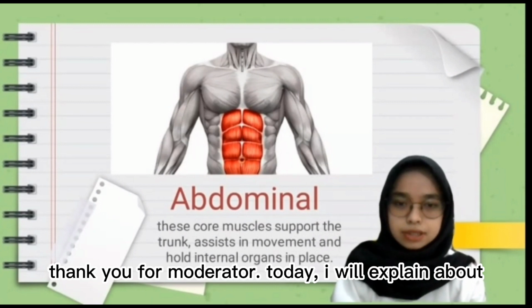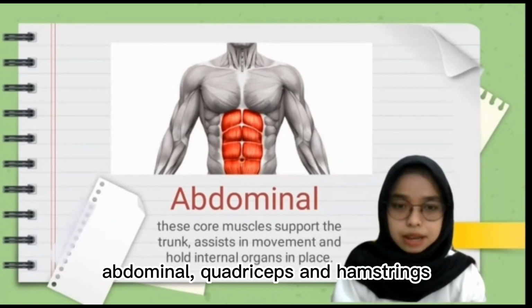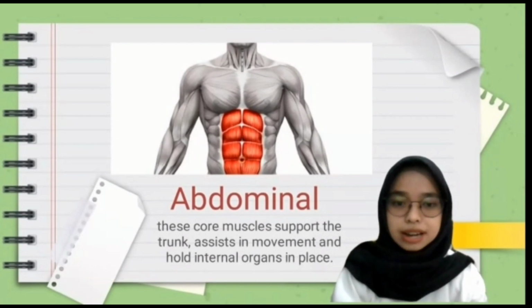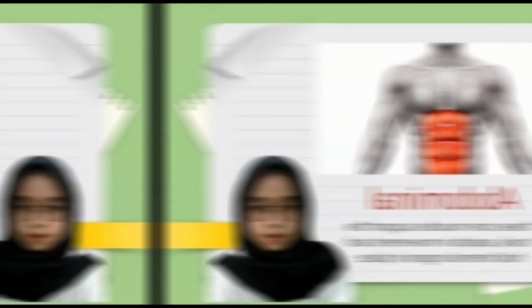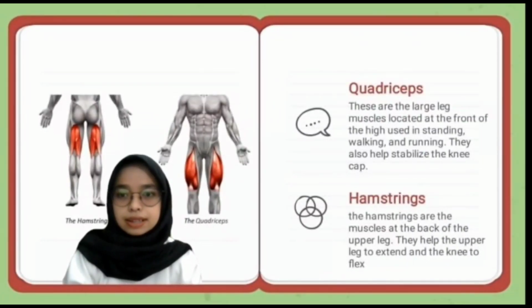Thank you to the moderator. Today I want to explain about the abdominal, quadriceps, and hamstrings. The first one is the abdominal. These core muscles support the trunk, assist in movement, and hold internal organs in place. The second is the quadriceps. These are the large leg muscles located at the front of the thigh, used in standing, walking, and running. They also help stabilize the kneecap.